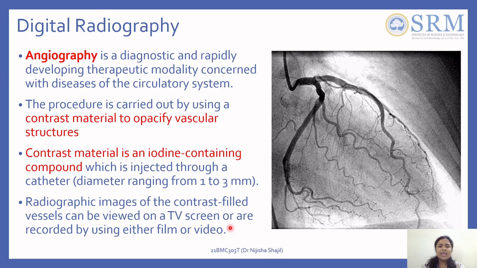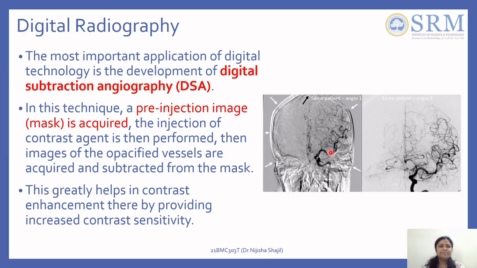So you inject it and you wait for the iodine to pass through. Then you use X-ray and you try to image it. Since the vessels have iodine, at that time they become highly dense and that particular output can be seen in the X-ray. So you can see it in real time as a video, or you can even image it and take it in view. The most important application of digital technology is digital subtraction angiography.